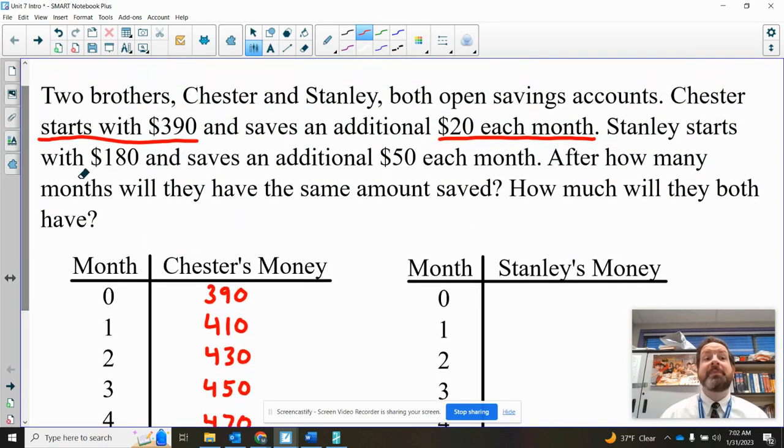Here's your task now. I want you to pause the recording and on your own scratch paper, do the same thing now for Stanley. Bearing in mind, Stanley starts with $180 and saves $50 each month. So he begins with less, but he's saving more over time, so he will catch up. So let's go ahead and have you fill out Stanley's chart. We'll check in a moment.